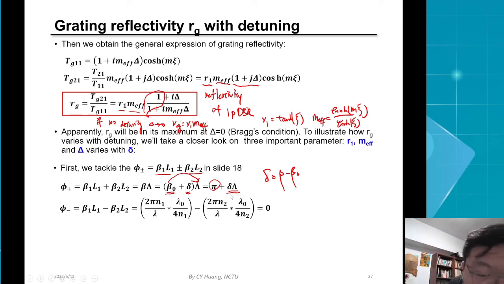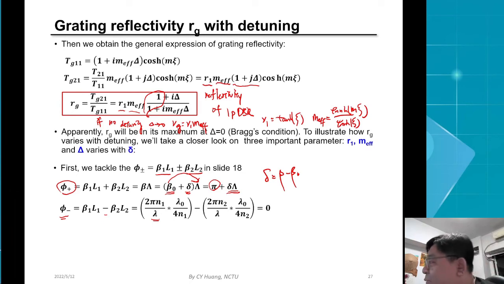So this is the term of phi plus, and phi minus is the negative term. Since we let beta be lambda of arbitrary wavelengths divided by 2 pi n1, and we assume the dispersion is small, it is reasonable because we are not trying to obtain the reflectivity over a very broad range. So we just assume n1 is still n1, the same as at the Bragg condition, and L is lambda 0 divided by 4 n1. Same for the second term.